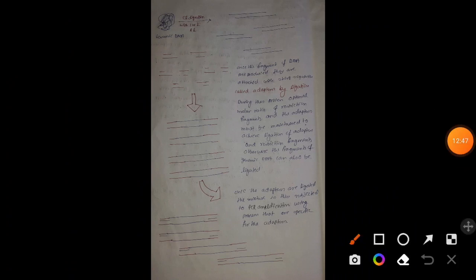That means the idea is simple. It is nothing but a Southern blot technique itself, right? But here the extra addition is the PCR, just for increasing the amount of the fragment for easy understanding.